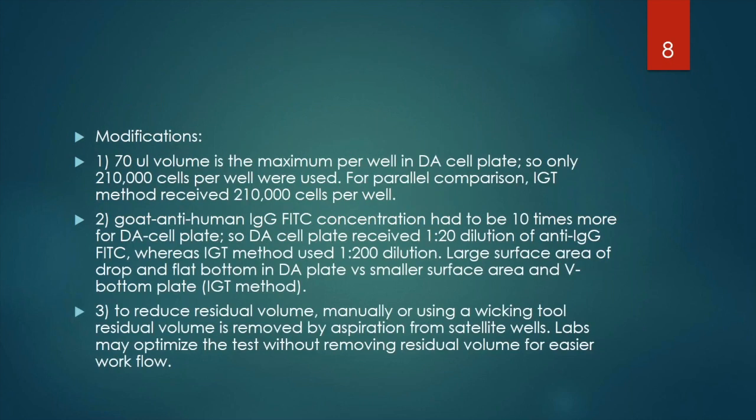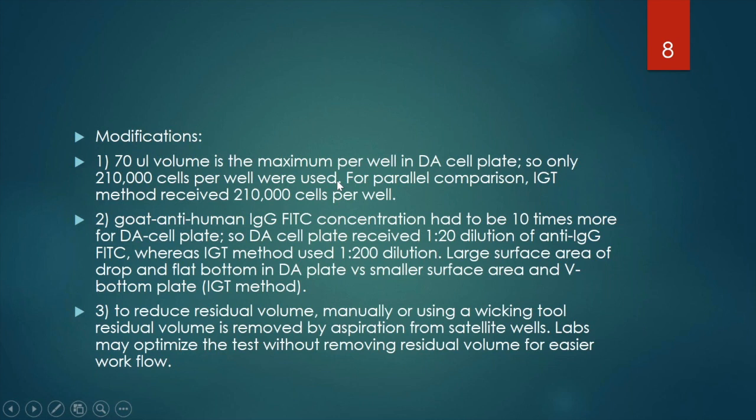So these are the modifications I had to make to the testing to suit my lab results. Please note that these modifications may or may not be needed for your testing. Your lab protocol may be different, so you can see how this would fit in. One is the cell count. As 70 microliters is the maximum per well in a DSL plate, only 210,000 cells per well were used.